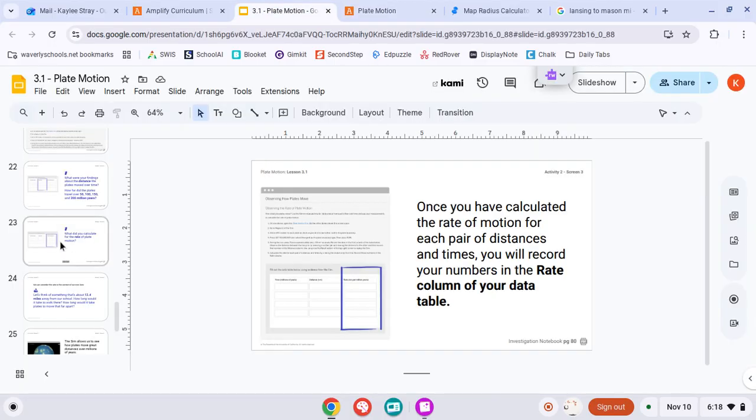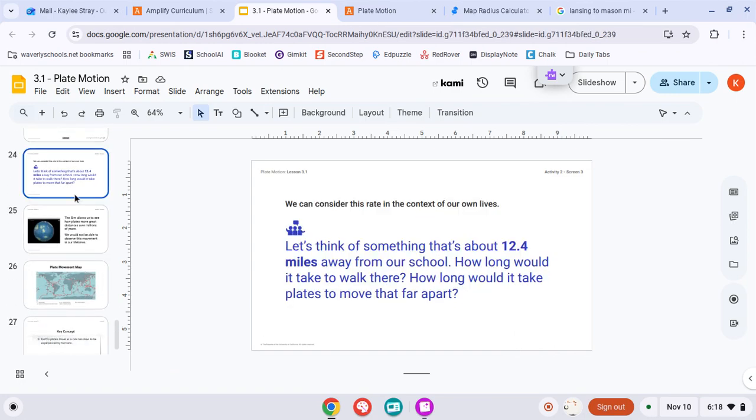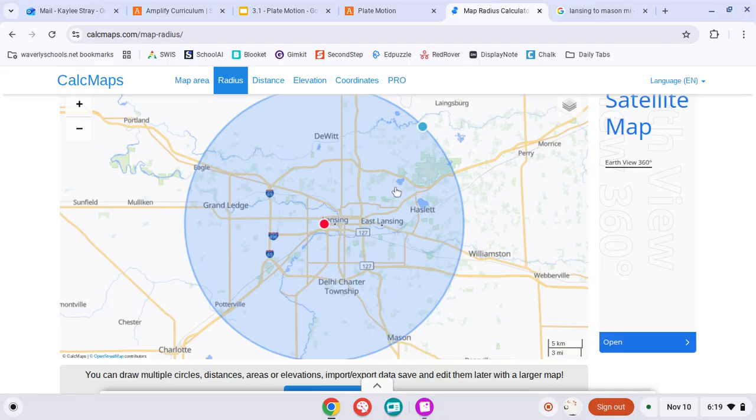Okay, now that we have calculated some of the rates, I want you to start thinking of the rates in the context of your own life. So we need to start thinking about something that is 12.4 miles away from our school and how long it would take to walk there, and how long it would take for the plates to move that far apart. So here's our school. That red dot, 12.4 miles away, would be about Mason. That's where that blue line is right down here.